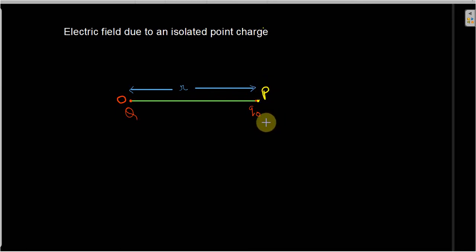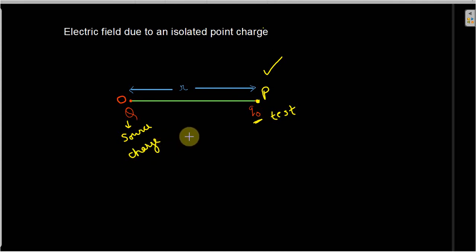So how will you find the value? We will place a test charge. This is your test charge. We will place a test charge at point P, and we will test the strength of this source charge. This is your source charge. So how much field it will produce at point P, that we have to find.